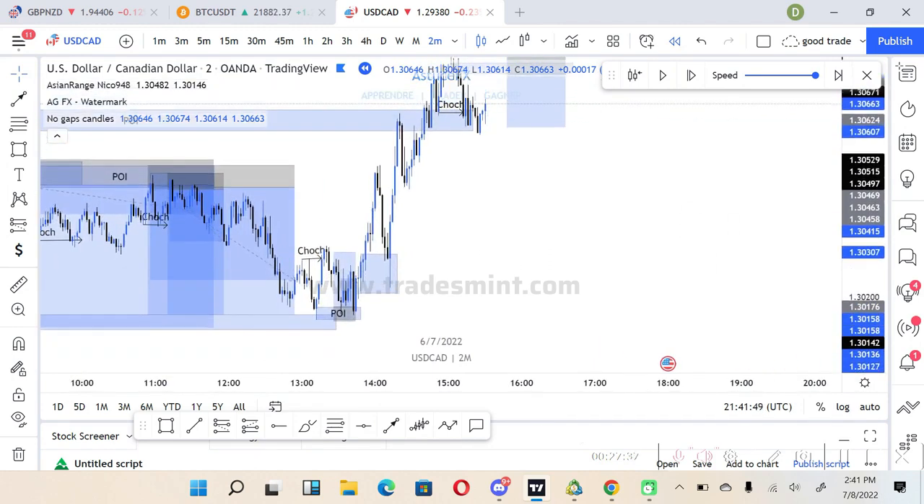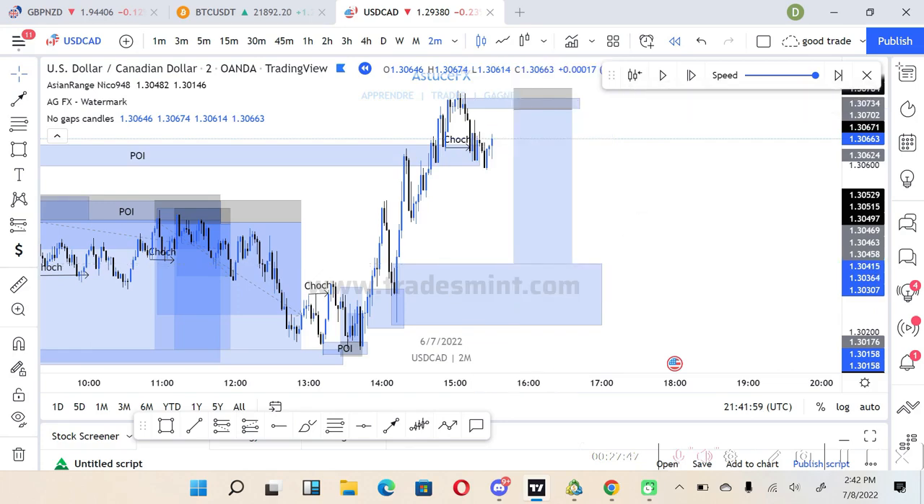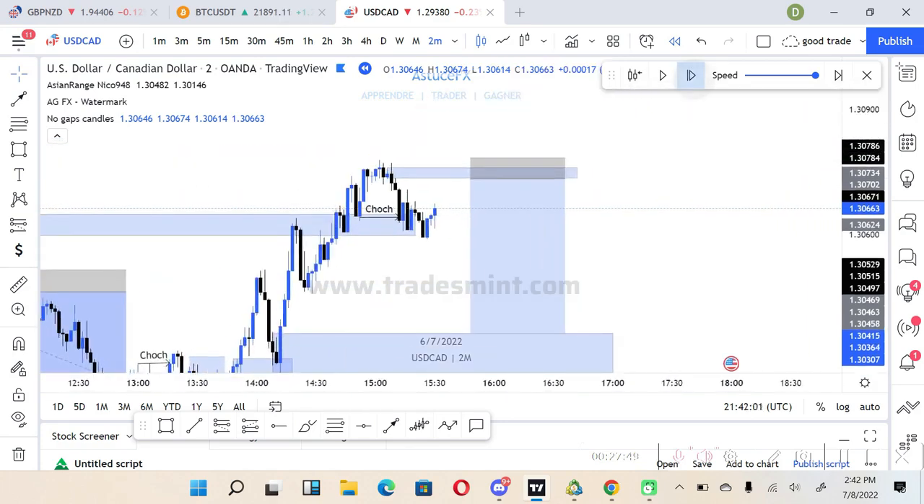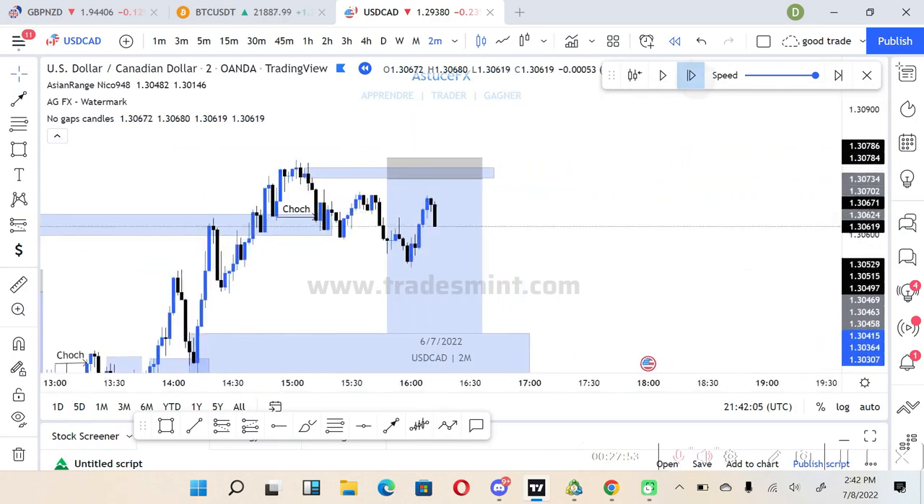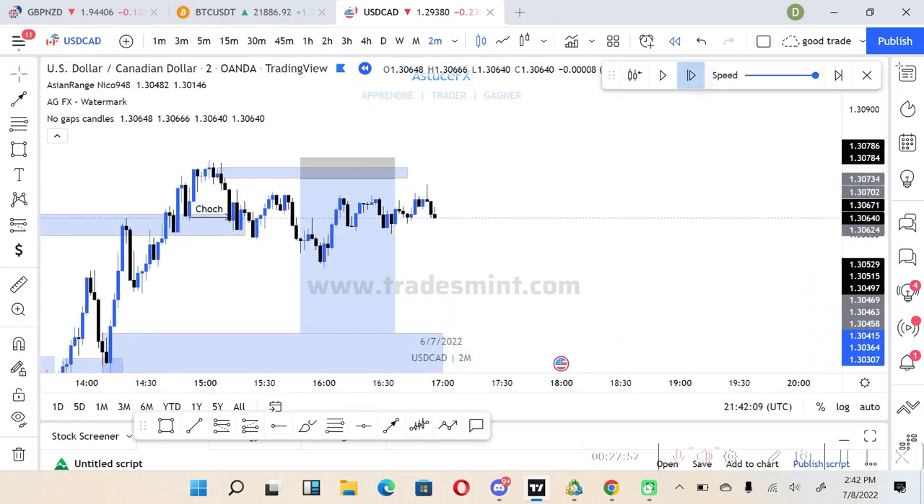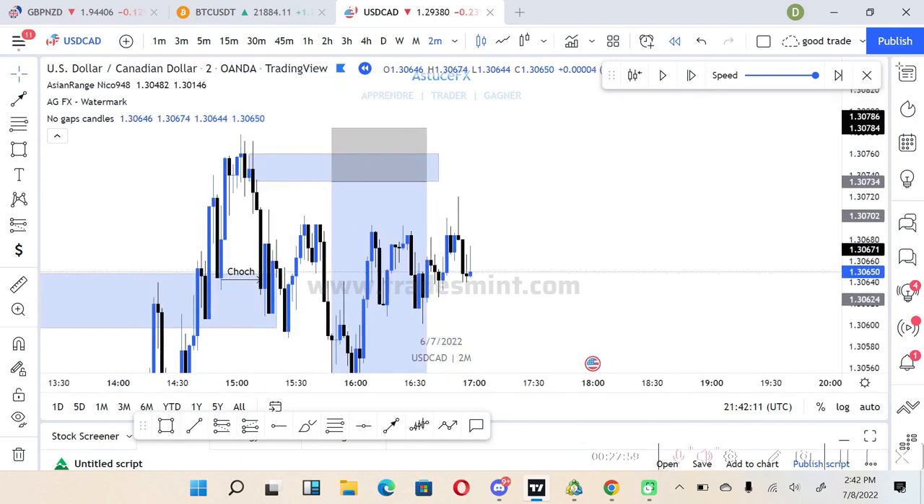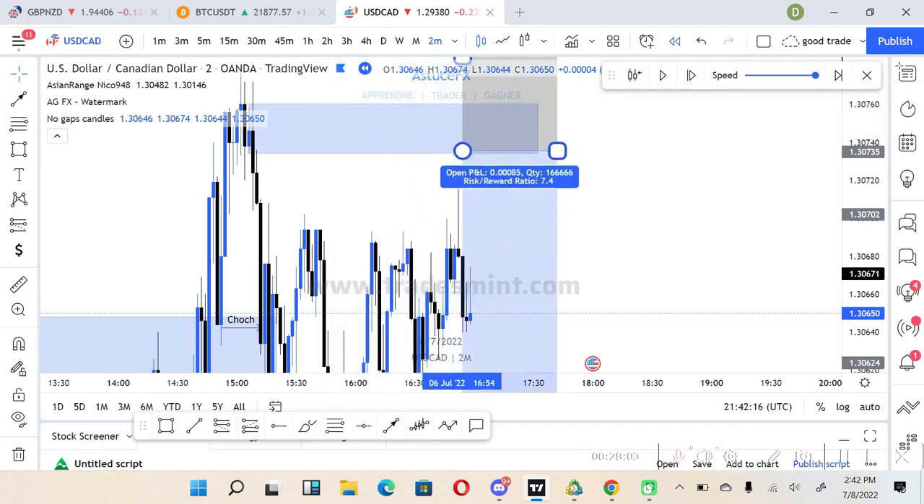Now my TP is going to be a demand zone. We do have a demand zone from this area. As we have a demand zone from this area, I'm going to target this, which is a 1 to 7, and let's see what happens. We replay. Okay, seems like we didn't tap into it. Okay, let's continue.